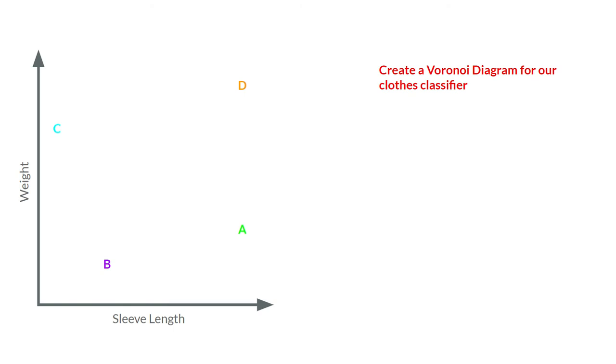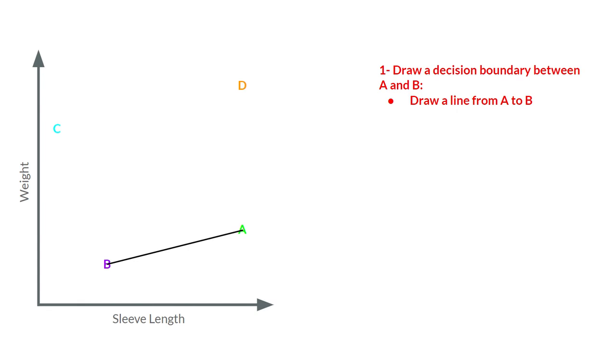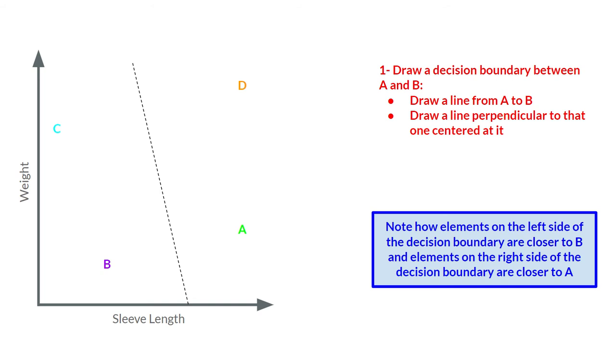Let's create a Voronoi diagram for our library of clothes. First, let's start with A and B. We begin by drawing a line from A to B. This is the distance from A to B. Then, we draw a line perpendicular to that distance and that cuts right in the middle. This is our decision boundary. All elements to the left of the decision boundary are closer to B. All elements to the right of the decision boundary are closer to A.